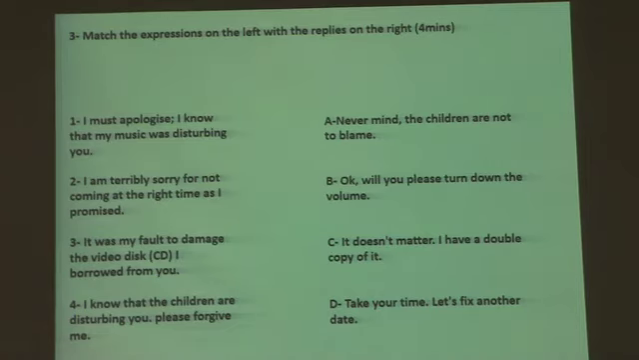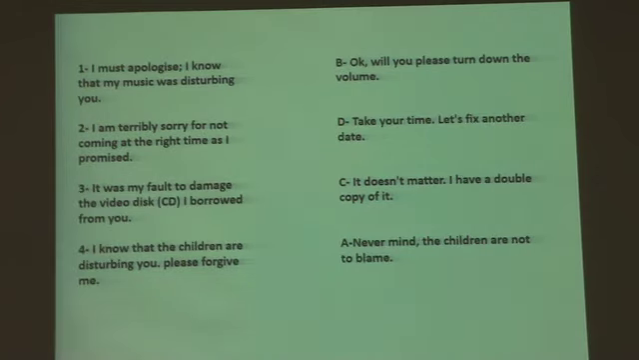Okay? Number 4. I know that the children are disturbing you. Please forgive me. Now, sometimes, you know, children can do clumsy stuff to other people. They can pull hairs, they can break phones, but are they responsible for the acts they do? Sometimes not, but sometimes their parents are responsible. So I give you some time, stop the video, do the matching exercise, and then we meet again to correct.